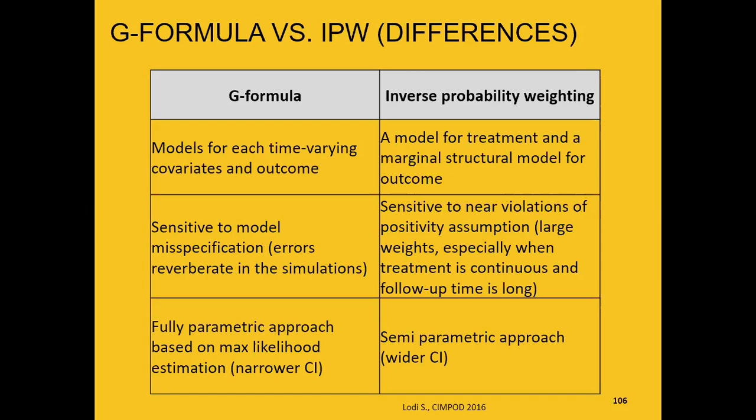On the other hand, by using the G formula, we can do it. G formula is flexible for continuous treatment strategies because it uses a fully parametric approach.